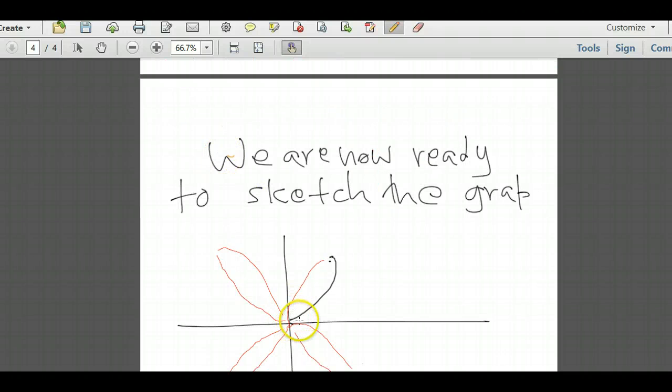I can draw it like this. Why? Because as theta goes from 0, theta 0 is here, pi over 4 is here. As theta goes from 0 to pi over 4, the r is the length, remember, from the origin. So r starts at 0 and r goes from 0 to 5.